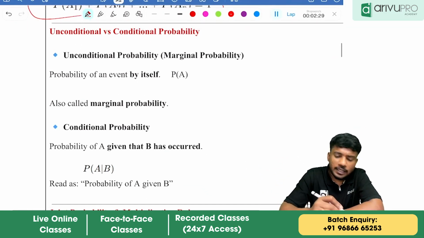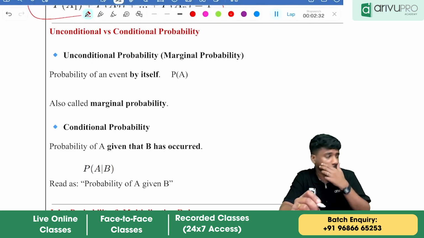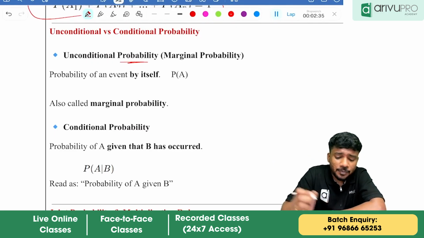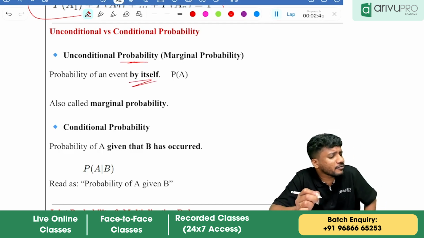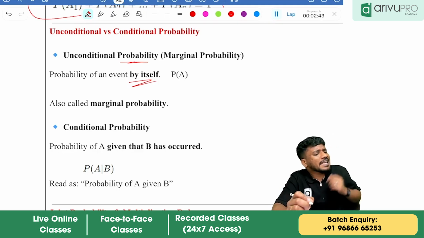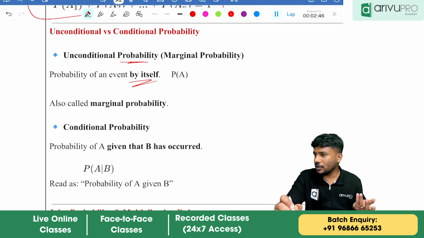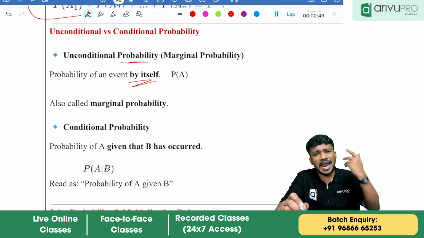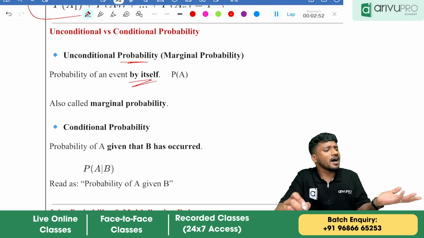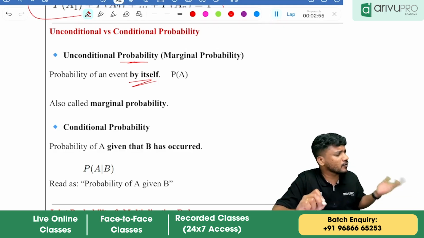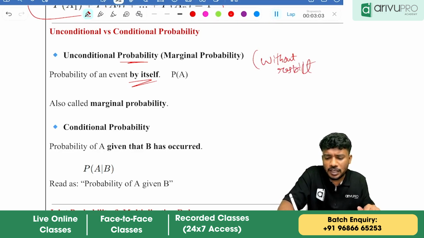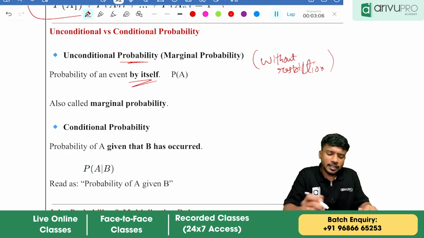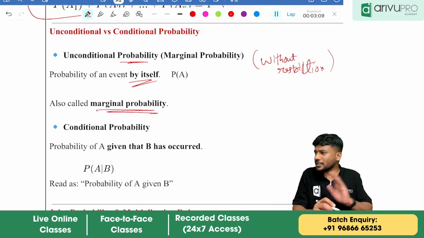Next one, it is called conditional and unconditional probability. In unconditional probability, what happens is probability of an event by itself. What do you mean by probability of an event by itself? That means an event without any restriction. We can call it an event which has no restriction. Randomly any experiment can be called unconditional, whichever is happening without any restriction. Make a note, without restriction, restrictions or condition, that is what is meant by unconditional. It is also called marginal probability. These wordings are not important for us.